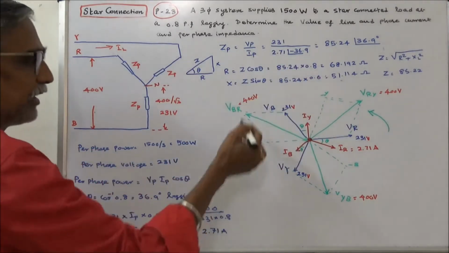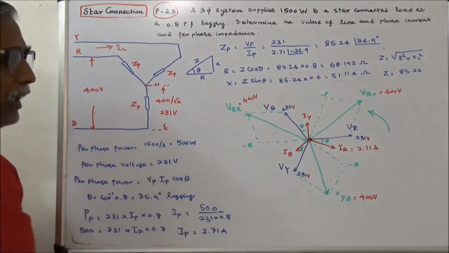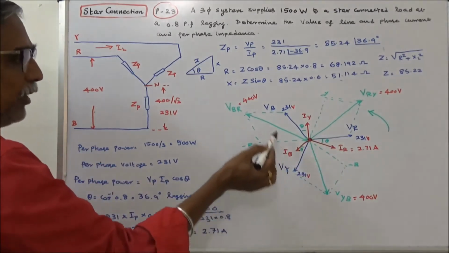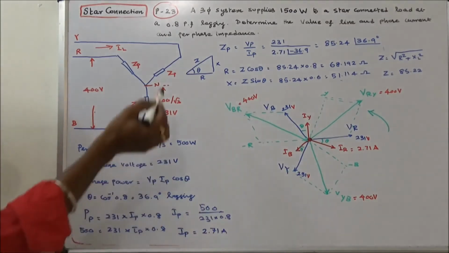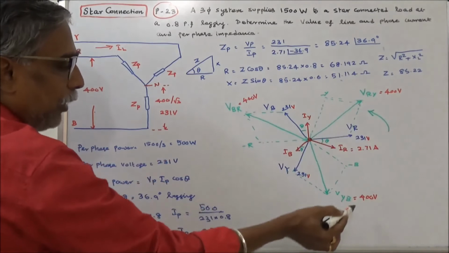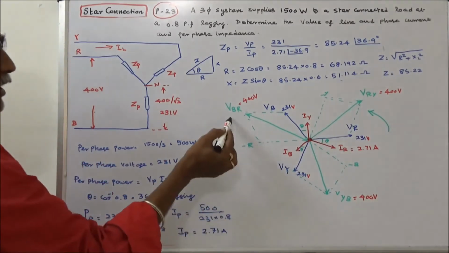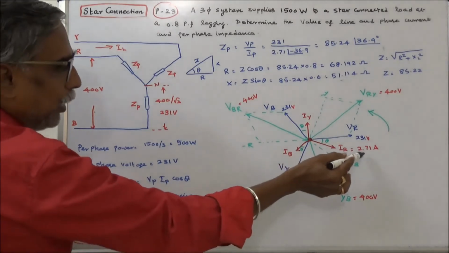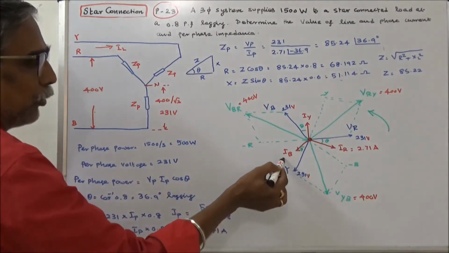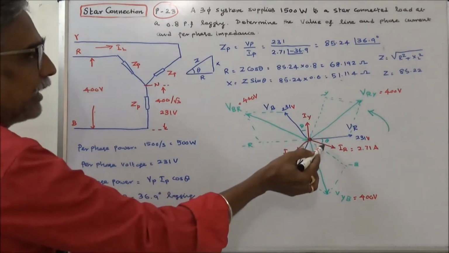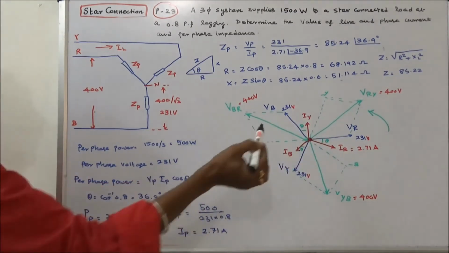So this is the phasor diagram. Blue is the per phase voltage. VR is equal to 231, VY is equal to 231, VB is equal to 231. It is a balanced system. VRY is equal to 400, VYB is equal to 400, VBR is equal to 400. So IR is equal to 2.71, IY is equal to 2.71, IB is equal to 2.71. This angle is 36.9 degrees, that is lagging.